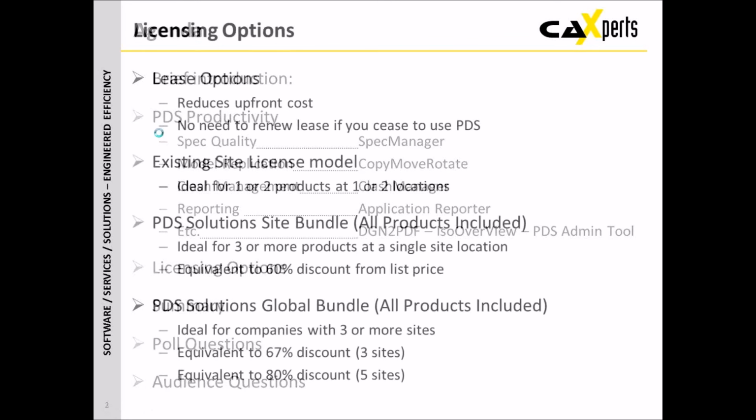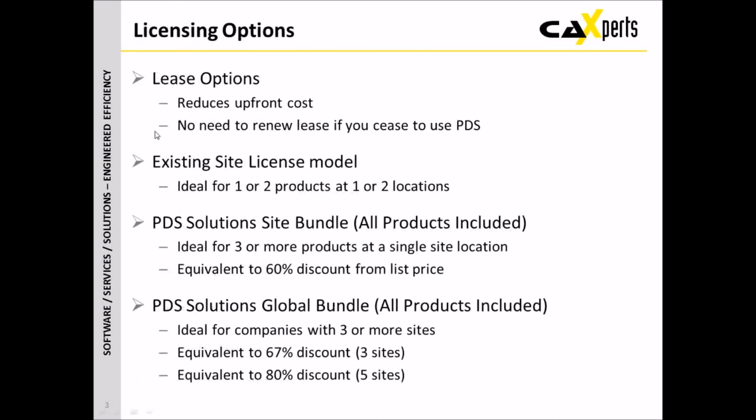So moving on, let's just talk a little bit about lease options or licensing options. We are suggesting at this stage that leasing is the right way to go, simply because we accept that if you are using PDS today, you may not be using PDS in 1, 2, 3, 4 years' time, whatever it happens to be. So, by going for a lease option, not only does it reduce your upfront cost, but it actually means that when you cease to use PDS, you simply don't renew the lease, and you're not left with a perpetual license that has no value. So that's generally the approach.